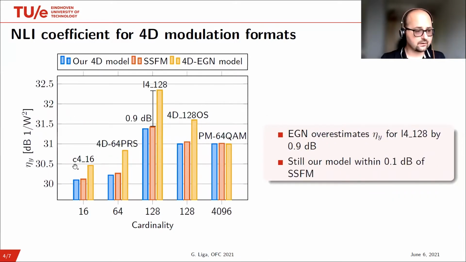The same can be observed for the nonlinear interference coefficient over polarization y, and here the 4D EGN model overestimates the true nonlinear coefficient estimated through SSFM simulations by up to 0.9 dB for the L428 constellation. And still our model is within 0.1 dB from SSFM for all constellations considered here.